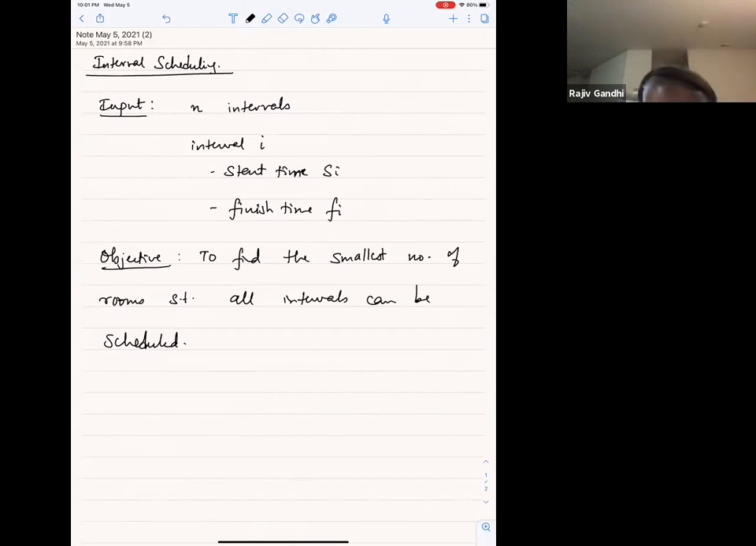So let's work on the problem from yesterday. That is, we have n intervals. Interval i has start time s_i and finish time f_i. We want to find the smallest number of rooms such that all intervals can be scheduled.